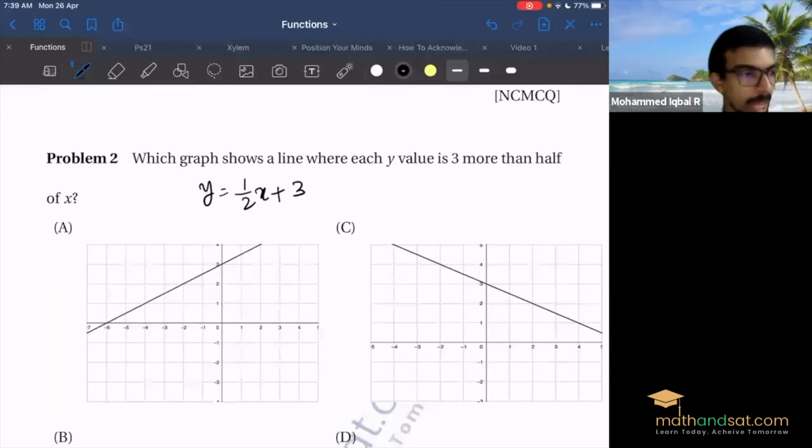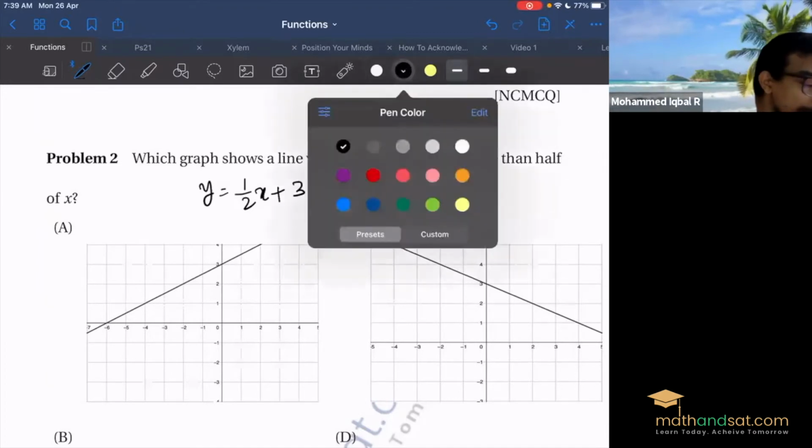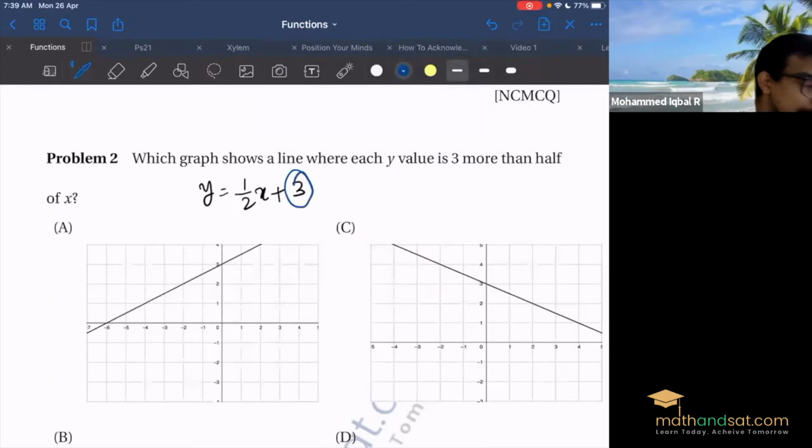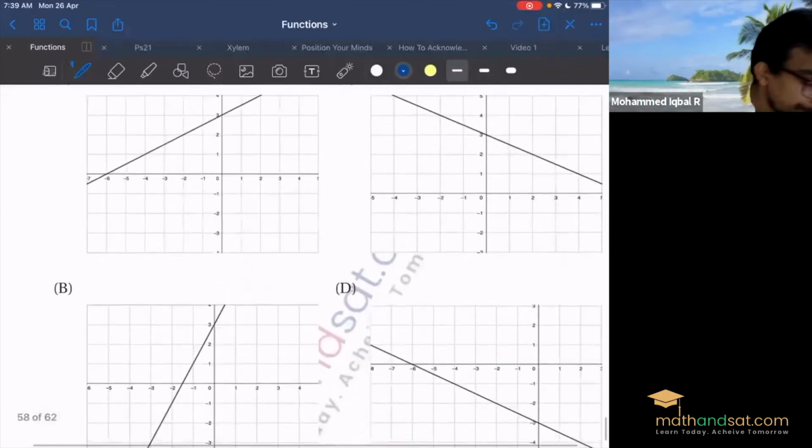Now, how do we get the graph of y is equal to half x plus 3? You can first look at the y-intercept. The y-intercept is nothing but this value, the intercept on the y-axis, which is given to be 3.